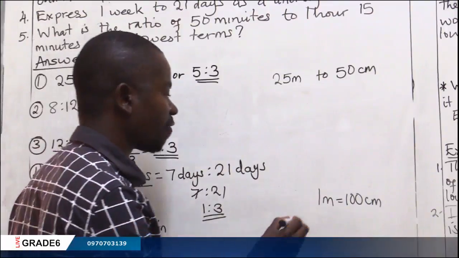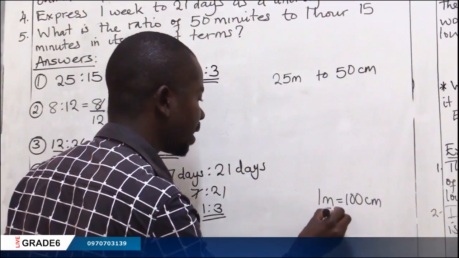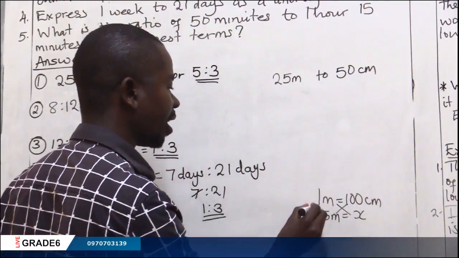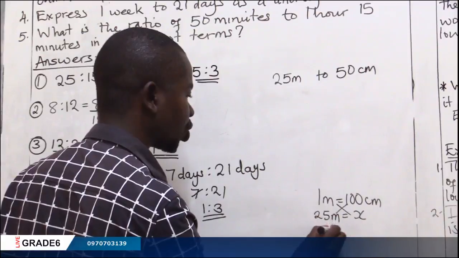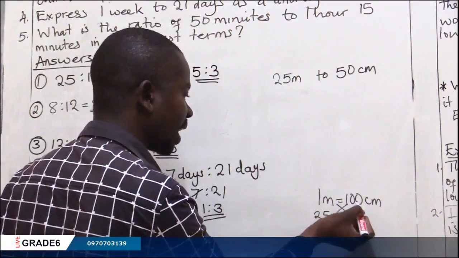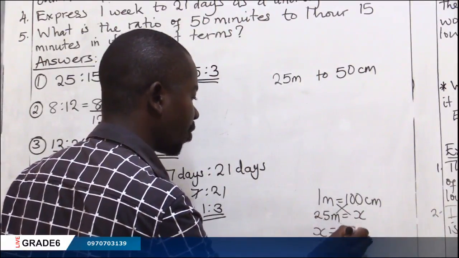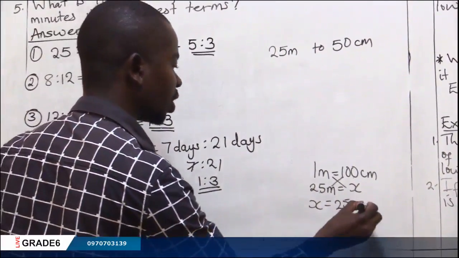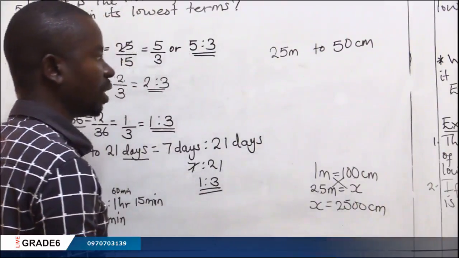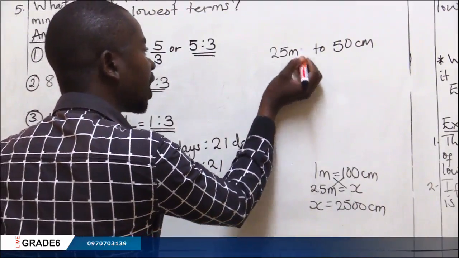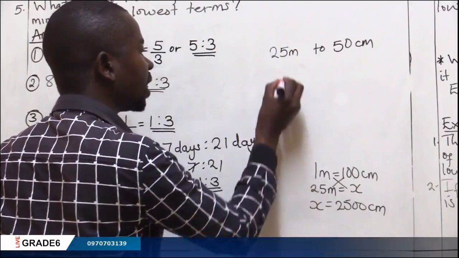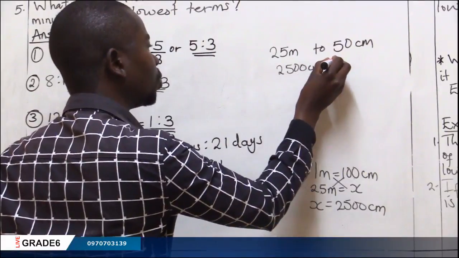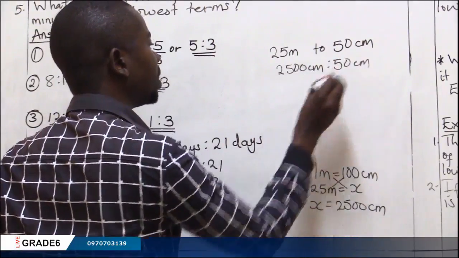What about 25 meters? 25 meters is equal to x because we don't know. So you cross multiply. 1 times x is equal to x is equal to 25 times 100, which is 2,500. So it is 2,500 centimeters. Therefore, we have changed the meters to centimeters, which is 2,500 centimeters to 50 centimeters.